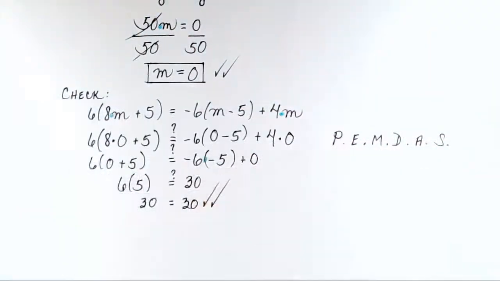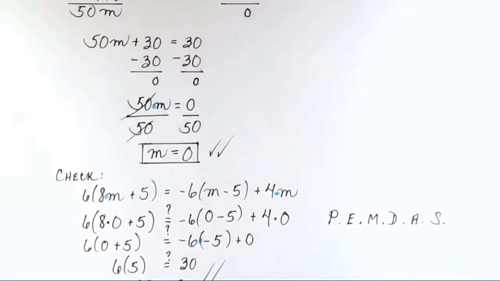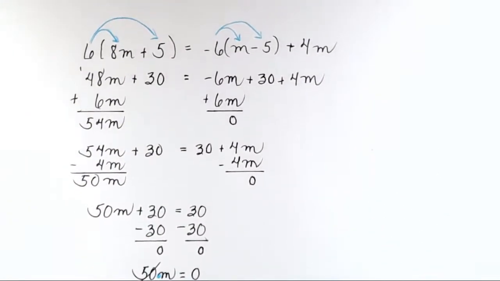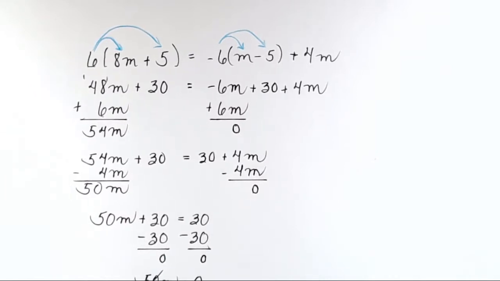And that is how you show your work for a distribution algebra problem where the variable is on both sides of the equal sign.